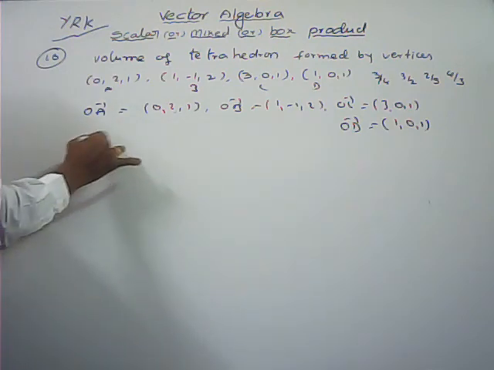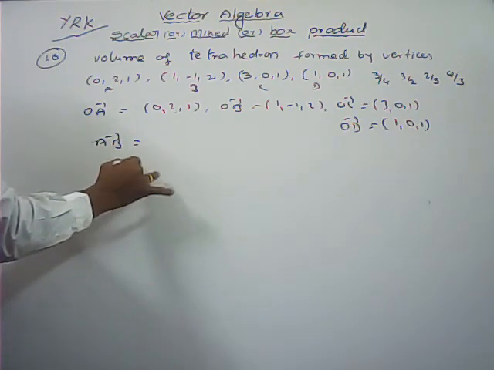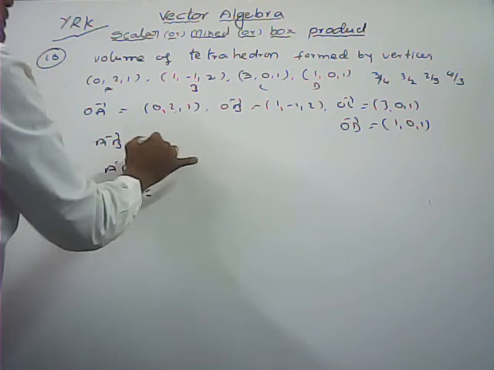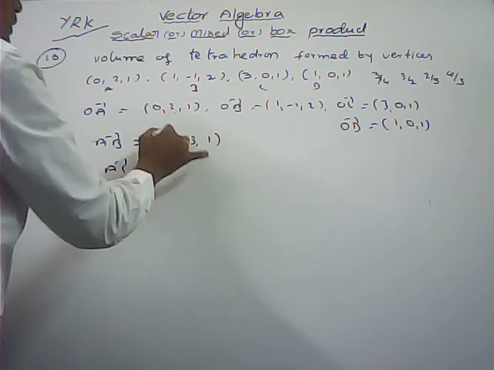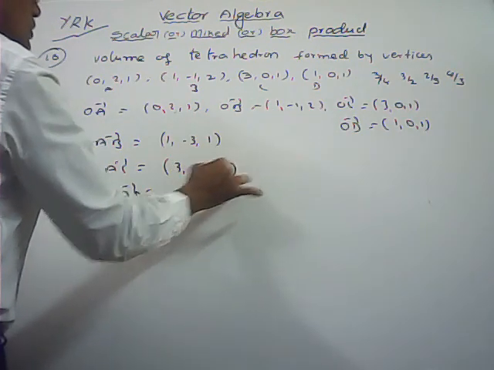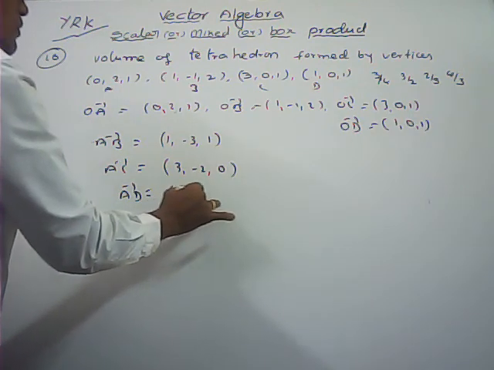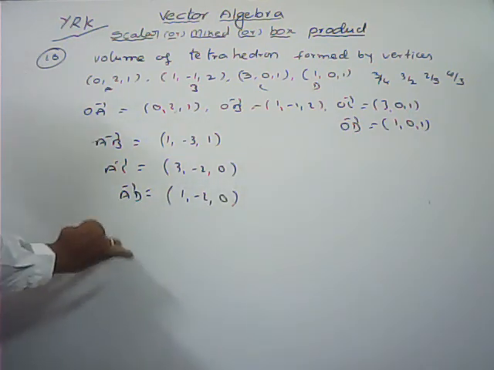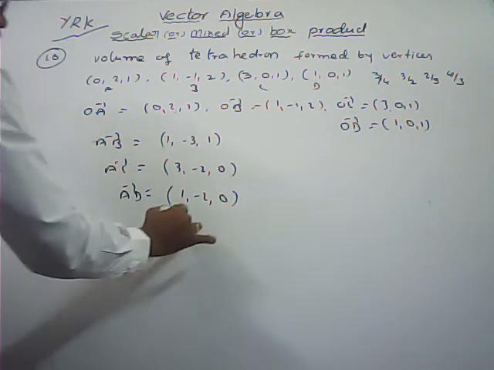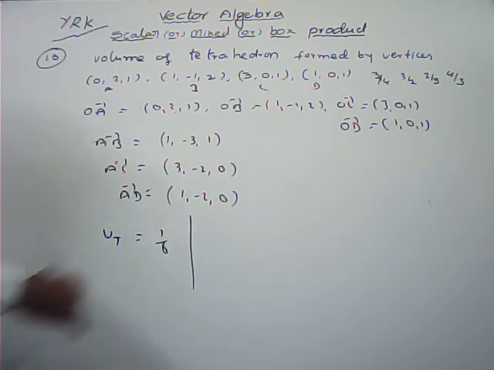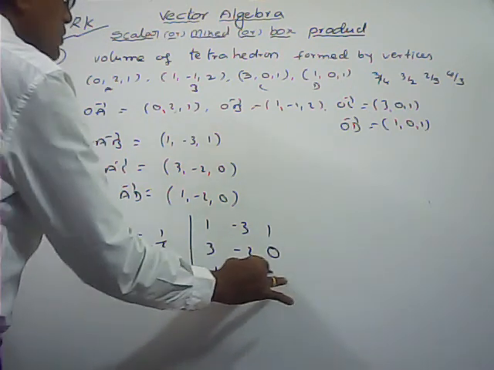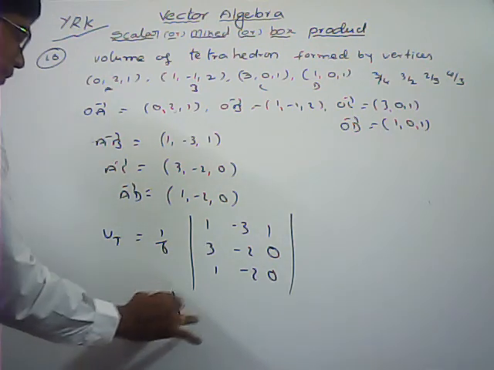Now here you can find AB bar, AC bar, AD bar. AB bar is OB bar minus OA bar, that is 1, minus 3, 1. AC bar is OC minus OA, that is 3, minus 2, 0. AD is OD minus OA. Now the volume of the tetrahedron is equal to 1 by 6 into box AB bar, AC bar, AD bar. The box AB bar, AC bar, AD bar is nothing but the determinant of 1, minus 3, 1; 3, minus 2, 0; 1, minus 2, 0. That one you can expand.